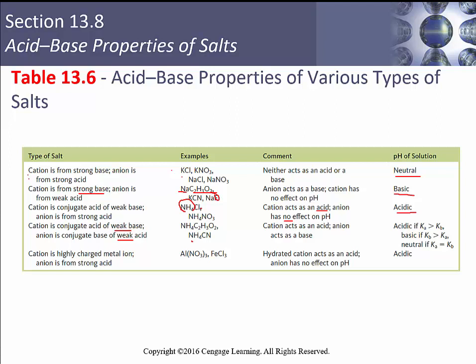And really, it's this ammonium that you're looking out for. The cation's going to act like an acid. The anion acts like a base, and that's where we're going to see which one's going to dominate. Is it going to be Ka? If Ka is bigger, it's acidic. Is it going to be Kb that's bigger? If Kb is bigger than Ka, it's going to be basic. If the cation is from a highly charged metal ion, and the anion is from a strong acid like aluminum nitrate or iron chloride, the hydrated ion is going to act like an acid, and the anion has no effect. It's going to be acidic.